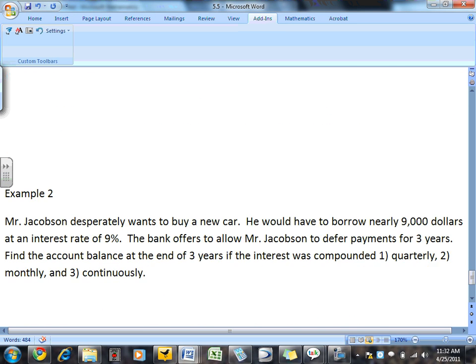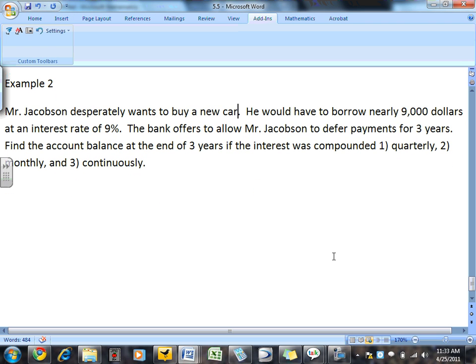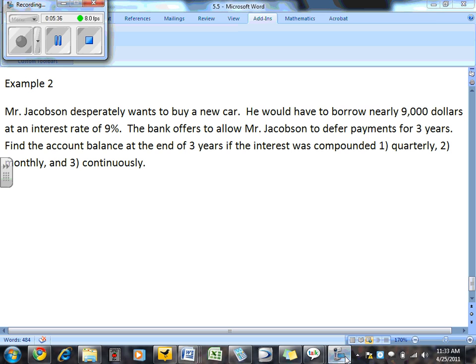That'll help you make a decision if you ever want to buy something, or as you're going to college and looking at loans. I would like you to do this example yourself. Go ahead and pause it, do that example yourself, bring it to class and turn it in, and we'll talk about it then. Hope this helps. We'll see you in class.